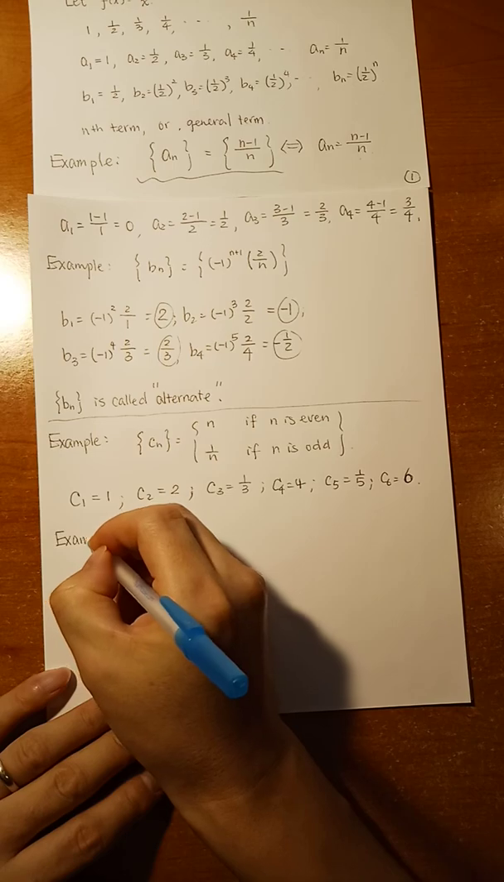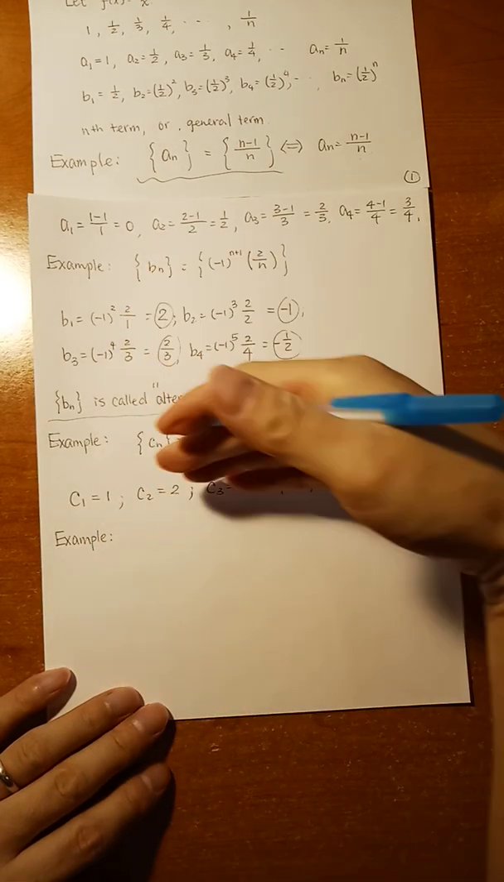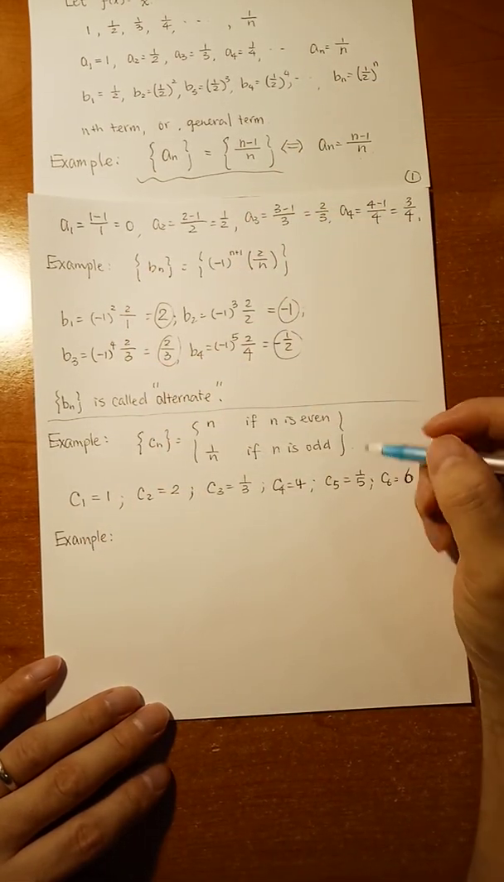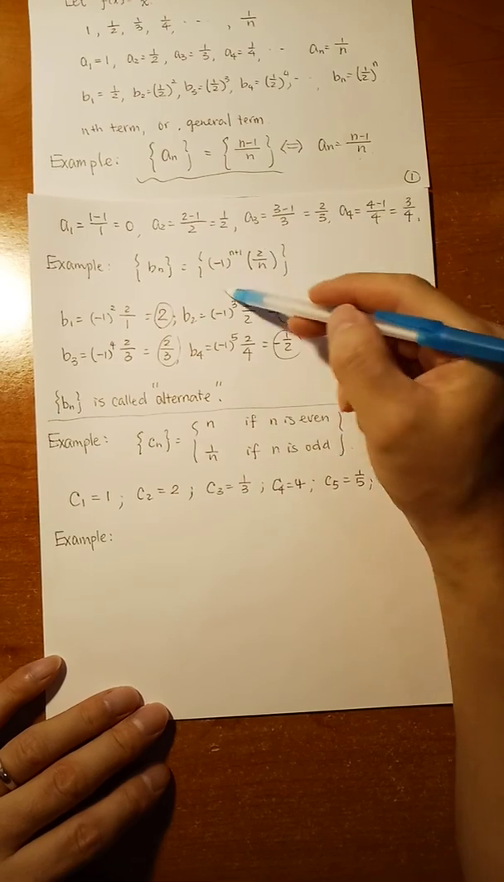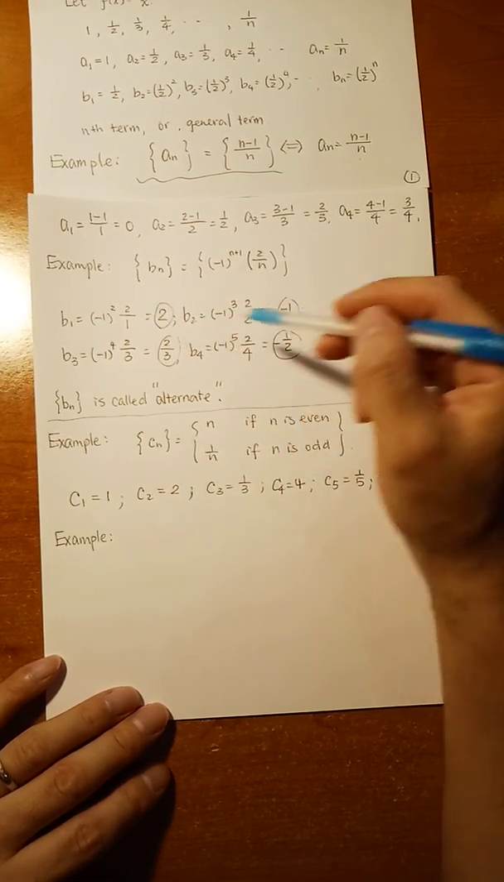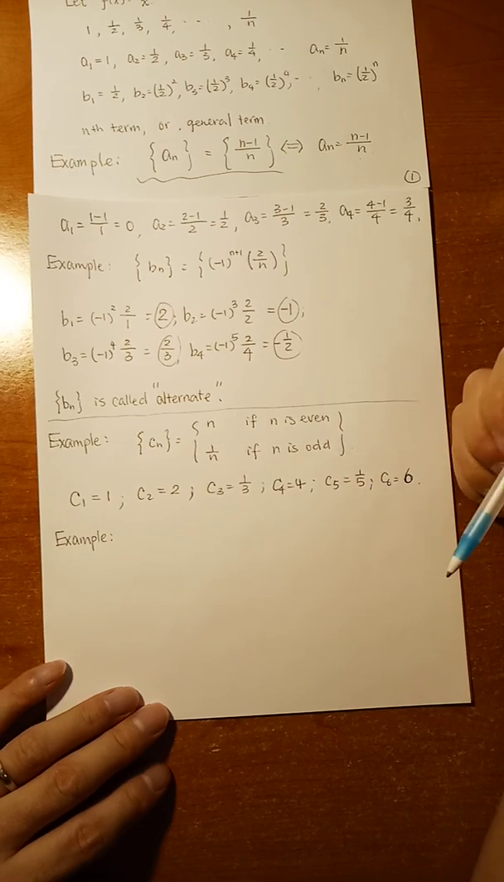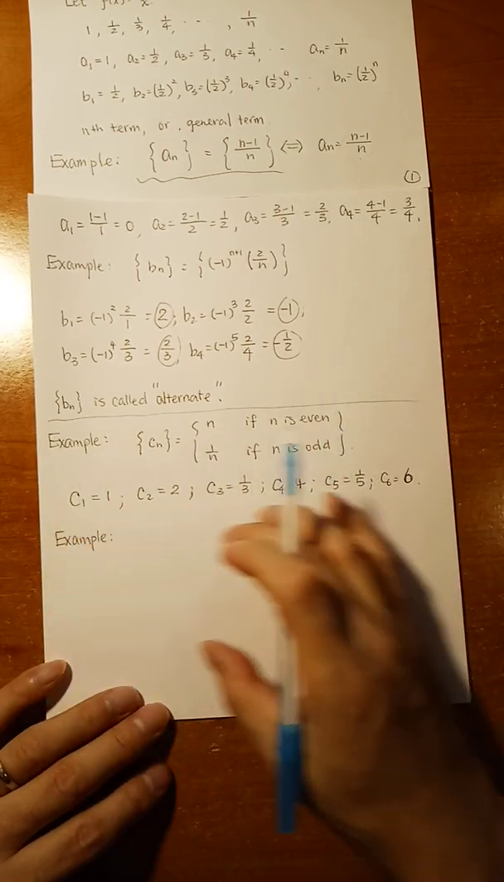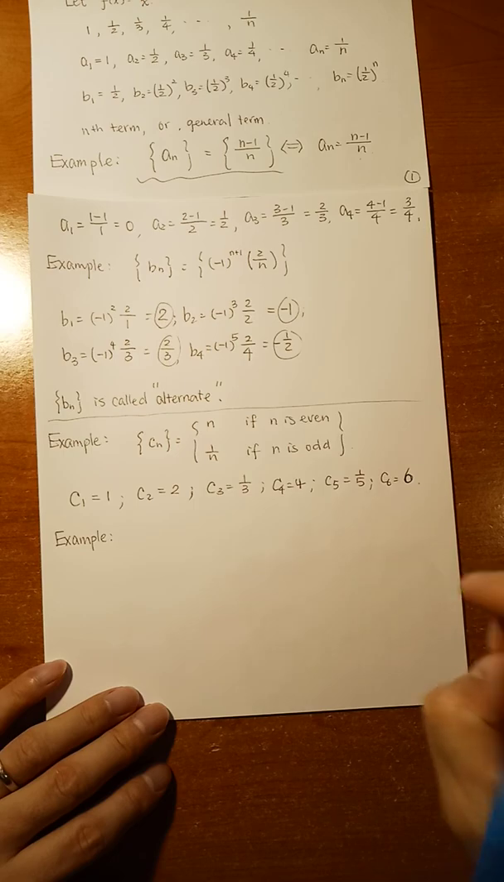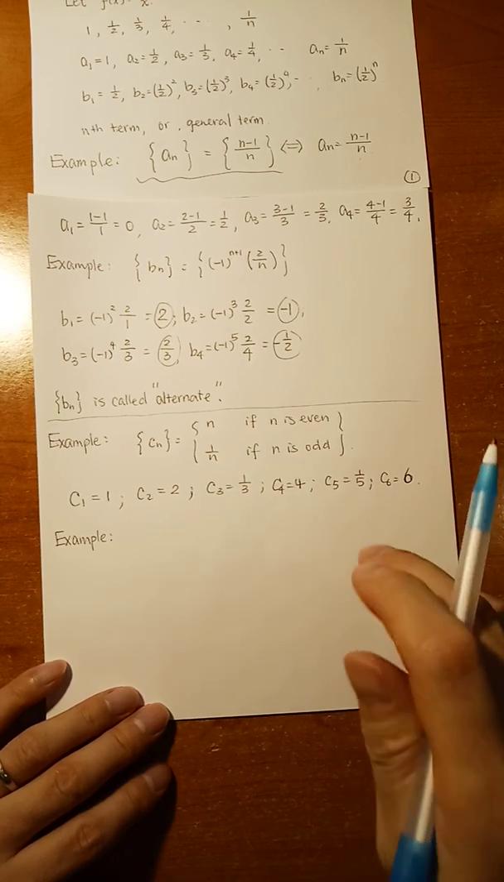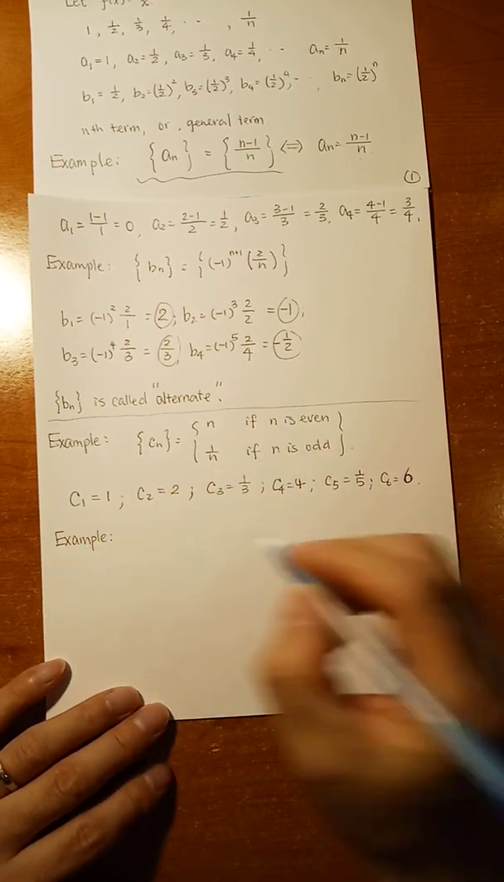So the previous examples just tell us that if we know the general term, or nth term, we can write down the first few terms. And sometimes we have a sequence in detail, and we want to get the pattern from the first few terms.